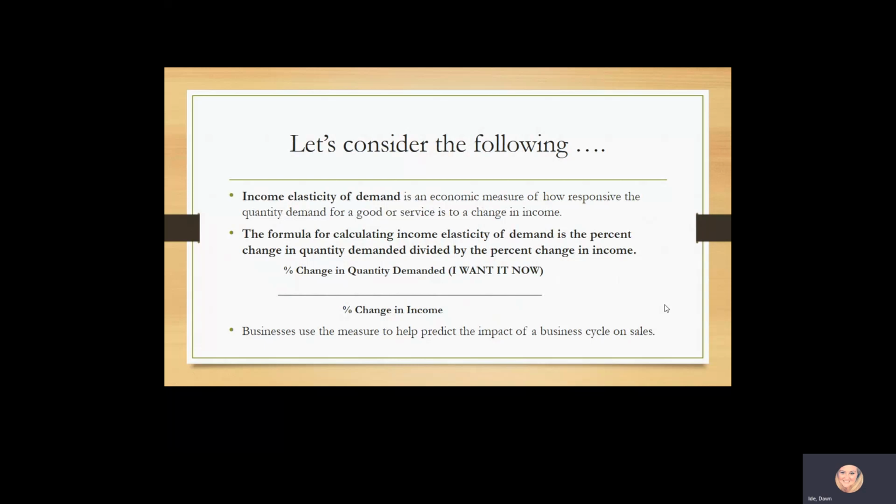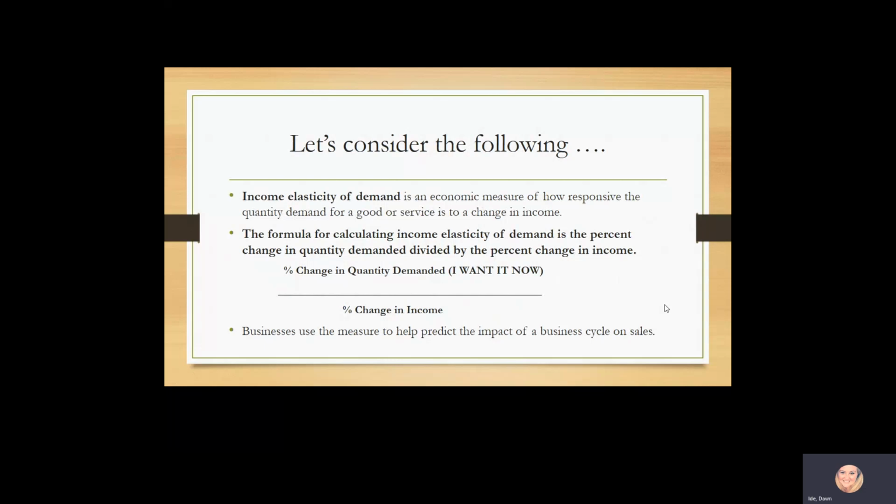All right, so let's consider the following. Income elasticity of demand is an economic measure of how responsive the quantity demanded for a good or service is to change in income. Same thing. Is it elastic or is it inelastic? If it's inelastic, the demand is not going to change very much, even if income changes. If it's elastic, the demand is going to change based on that change in income.